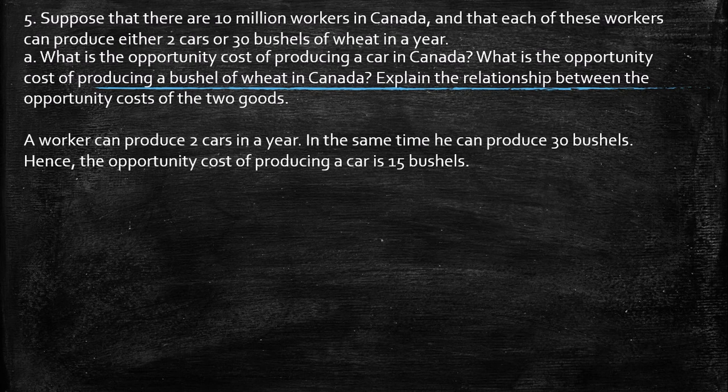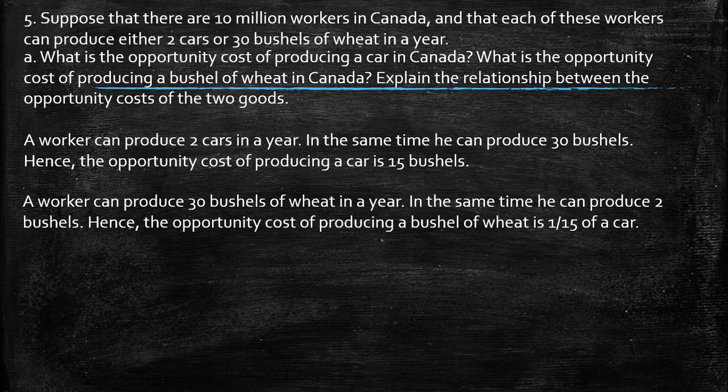So we have the first case. A worker can produce 2 cars in a year, but in the same time he can produce 30 bushels. Hence, the opportunity cost of producing a car is 15 bushels. On the other side, a worker can produce 30 bushels of wheat in a year. In the same time, he can produce 2 cars. Hence, the opportunity cost of producing a bushel of wheat is 1/15 of a car.